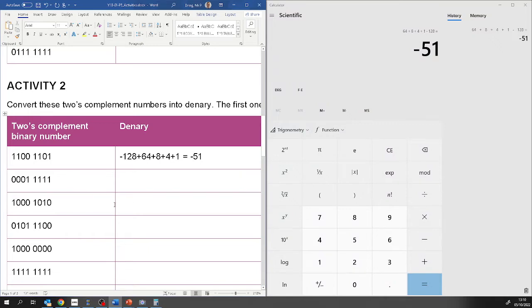So how do we do it? Well, we've just got minus 128 plus 4 plus 2. What is that? That's minus 128 plus 4 is minus 124. Add 2 is minus 122.